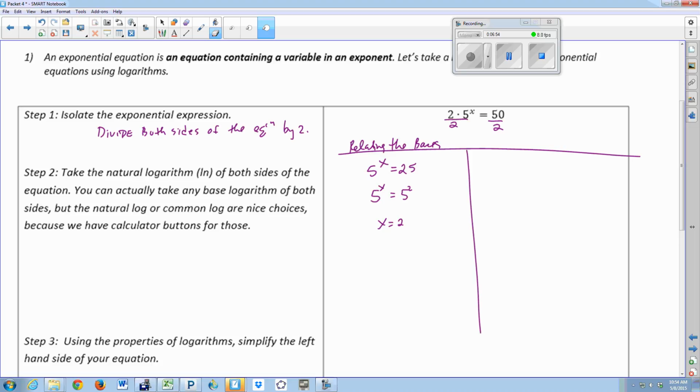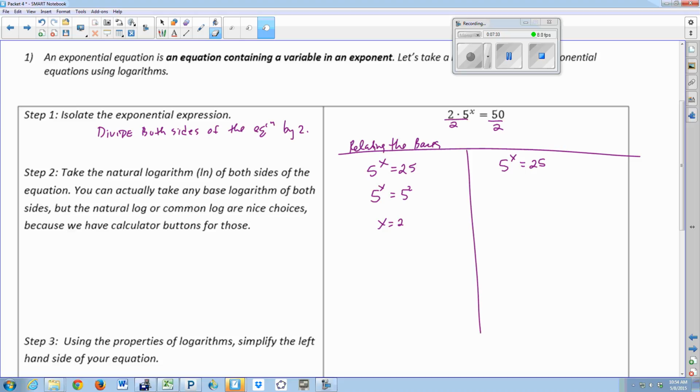But we're now at the point where we want to look at another method that will always work, whereas relating the bases only works in a situation like this. So what method will always work? Well, we want to undo exponentiation. We have to find the inverse of exponentiation, which is to take the logarithm of both sides. Now, it doesn't matter what log you take. You could take log of any base in the world, any real number, as long as it's positive. Because remember, our domain for a log function is all positive numbers.